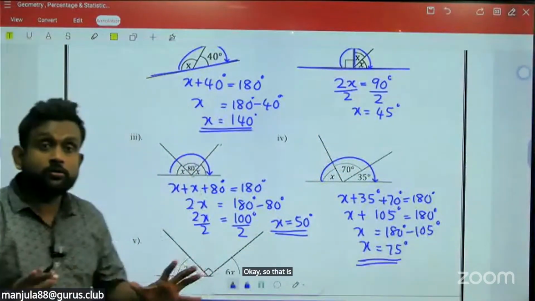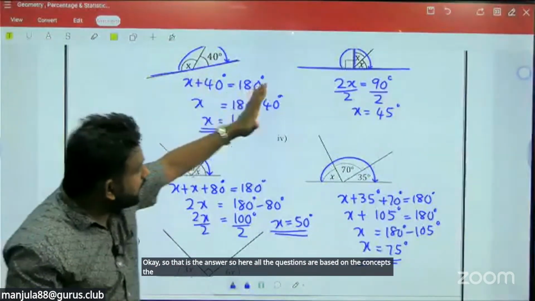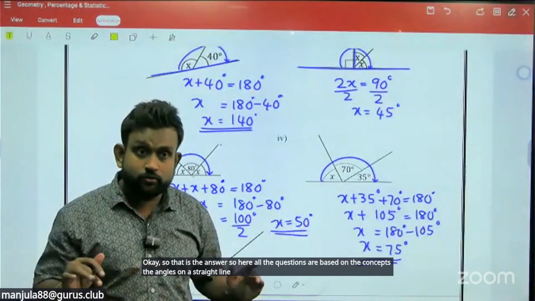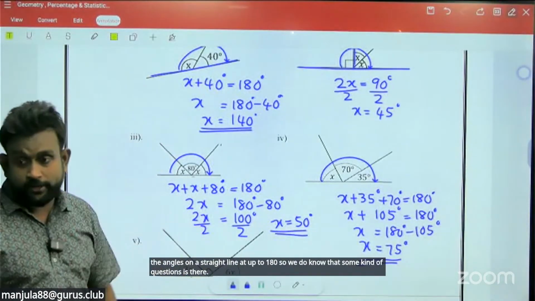All these questions are based on the concept that the angles on a straight line add up to 180. Some questions similar to these will be in the exam.